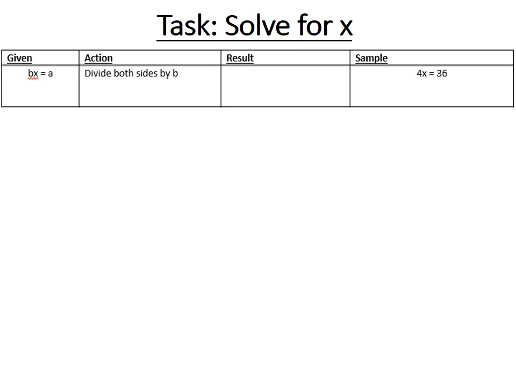Now we're going to try a different situation. Here we have bx is equal to a. Don't worry about the little red line underneath. That's because I copied it from Word and forgot to take away that red line. So bx is equal to a.